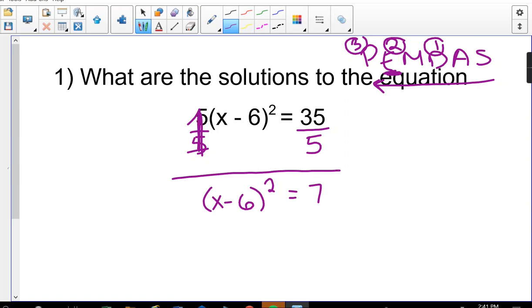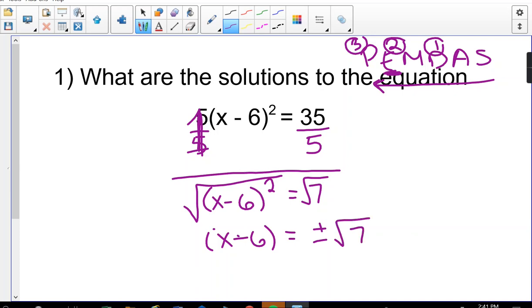In order to get rid of that exponent, we take the root, and we're left with just x - 6. Take the root on this side as well, and we always want to take the positive and negative square root. So we have x - 6 = ±√7. We no longer need the parentheses because that's all we have left. And now we'll do the opposite of minus 6, which is to add 6.